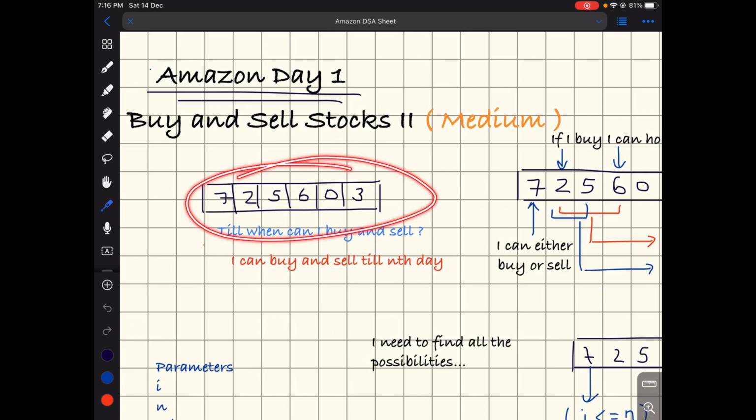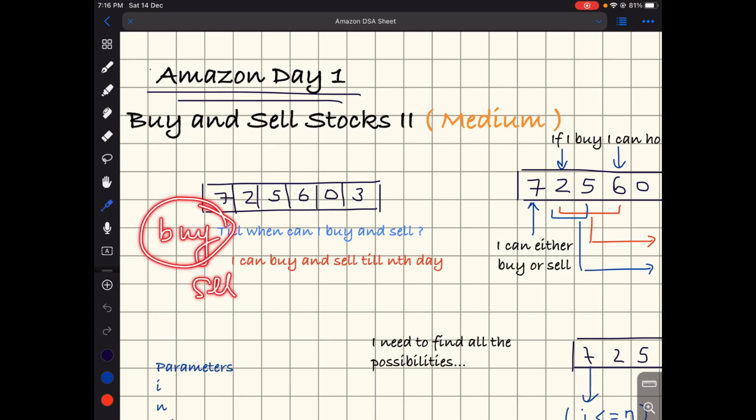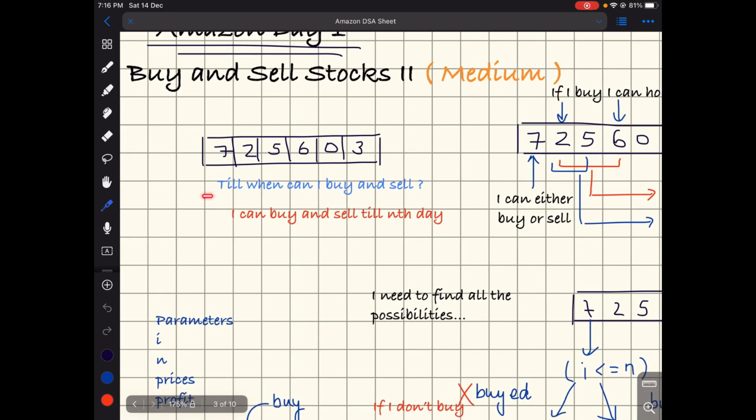Given this question, I am able to buy and sell on the same day. I can buy, hold the stock for a limited amount of time, and then sell it on another day. Now, whenever I am buying, I'm spending money, and whenever I am selling, I'm gaining profit. So to gain the maximum profit, the selling price should always be greater than the buying price. Otherwise, I will be at a loss, right? So the first thing that comes to mind is till when I can buy and sell.